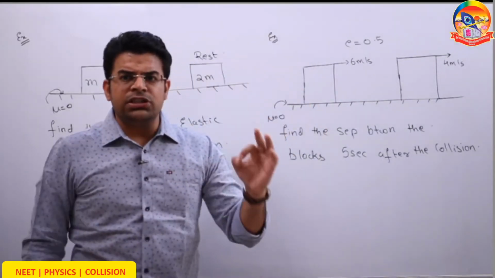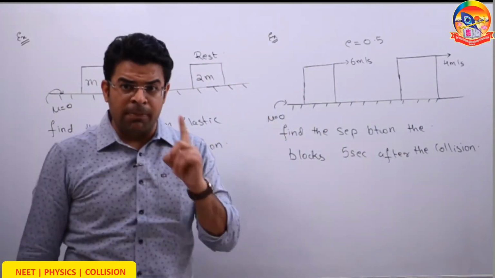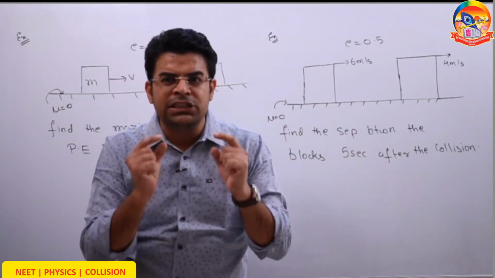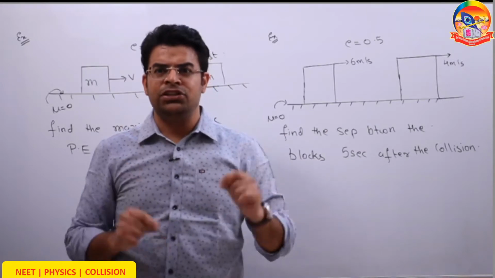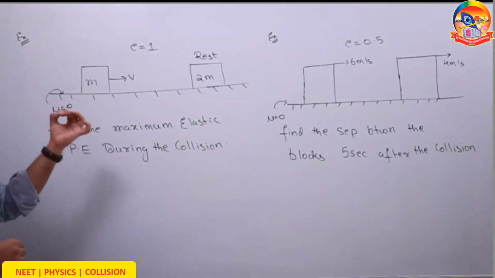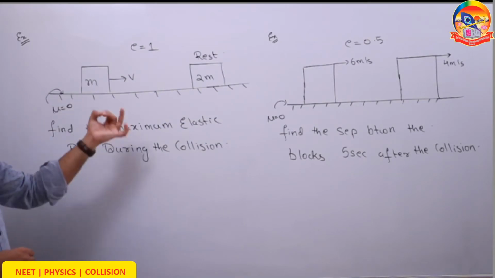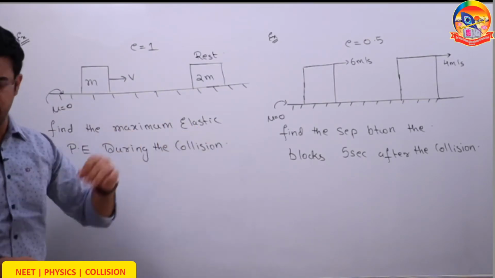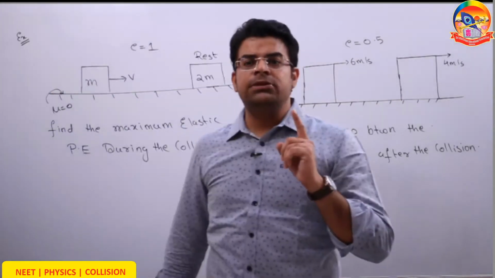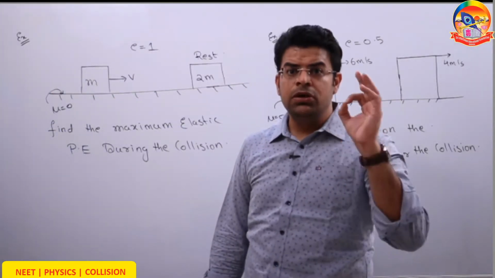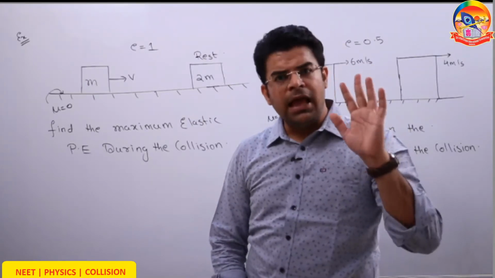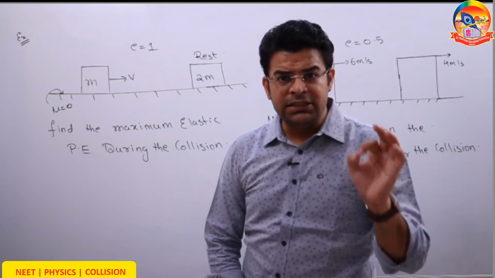The elastic potential energy stored in this system will be maximum at the time of maximum deformation. The more the deformation in a spring, the more the energy stored in it. So how to find that maximum elastic potential energy stored during the collision? I said in the very beginning, at the time of maximum deformation, both the blocks move with a common velocity along the line of impact. They have maximum deformation in such a condition.